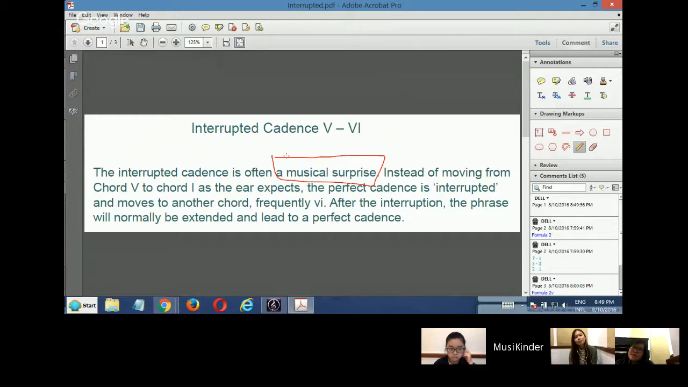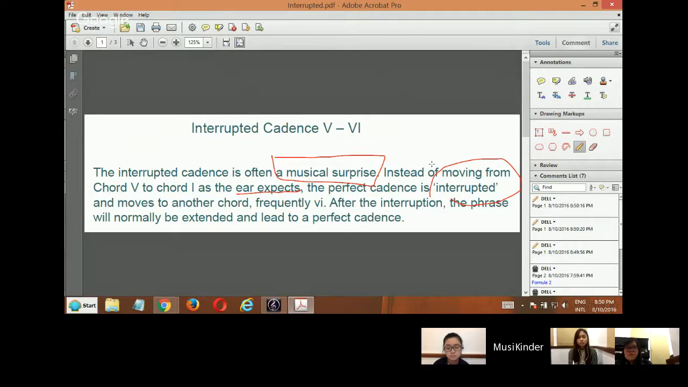Indeed, when we have a 5, for example, we have a 5, supposed to go to 1, okay? But you have a surprise instead of 5, 1, we go 5, go to 6, there's a surprise. So instead of moving from a 5 to 1 as one of our year aspect, the perfect cadence is interrupted. Okay, in America they call deceptive. That means there's a deceptive part like deceive. Okay, then some people call it intercept. All right, so something comes in to another chord, and usually in this case chord 6.